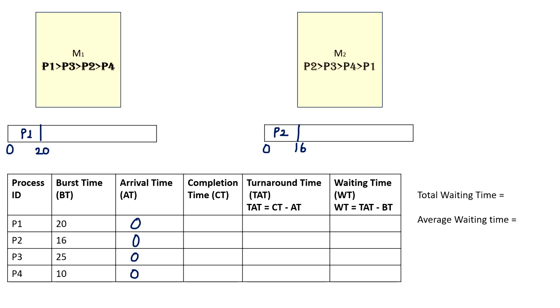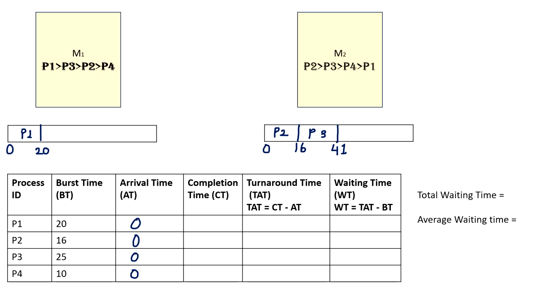Now we have two processes remaining, P3 and P4, and we should decide which processor to allocate these to. P3 has second priority in M1 and it could be loaded to M1 from 20 units of time. But in M2 also P3 has the next higher priority and this processor is free from 16. So at timestamp 16, P3 and P4 are both waiting and the highest priority process next is P3. So P3 will get scheduled in M2 and will run for 25 units of time. So this is 16 plus 25, that is 41.